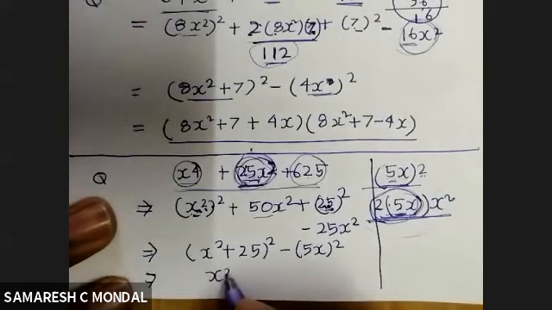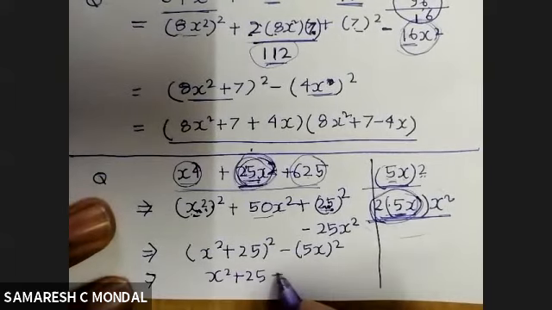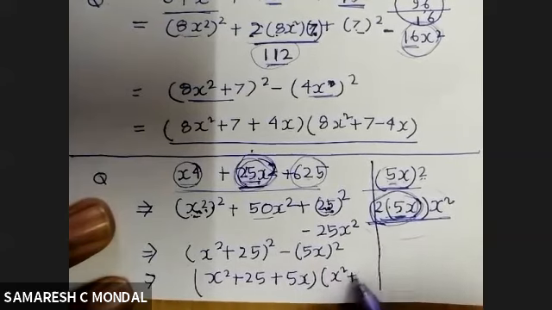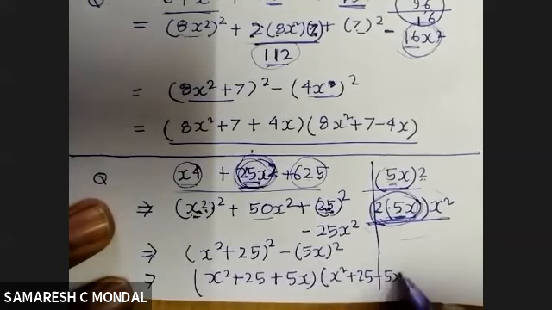So you will get x square plus 25 plus 5x into x square plus 25 minus 5x.